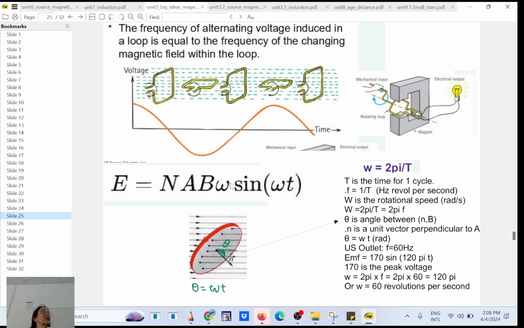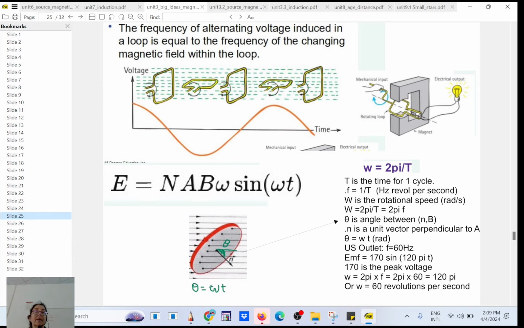So for the pop quiz, I'm going to have equations on that. So it will be revolutions per second. For us in the US, the speed will be 60 rotations per second, or 60 revolutions per second, which means that the frequency is 60 hertz. The period is the time for one cycle. It will be 1/60. So we already talked about that.